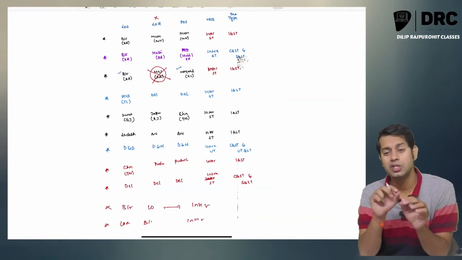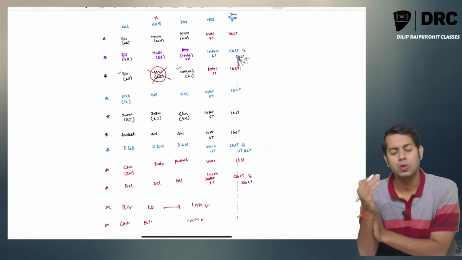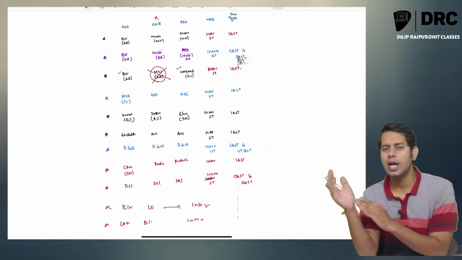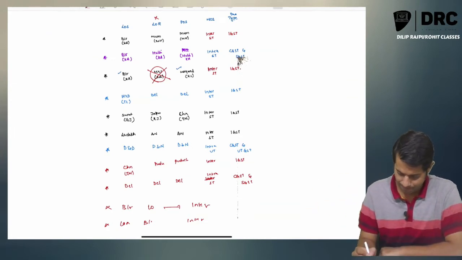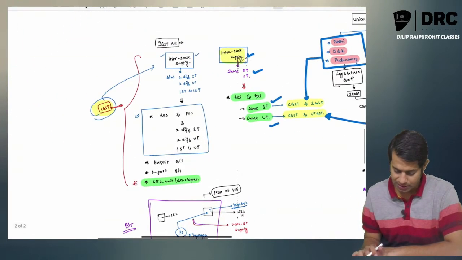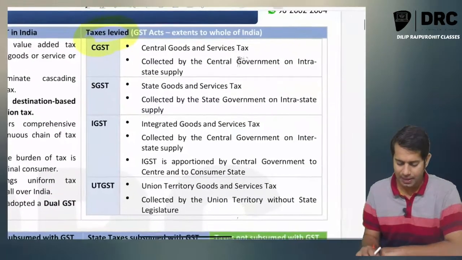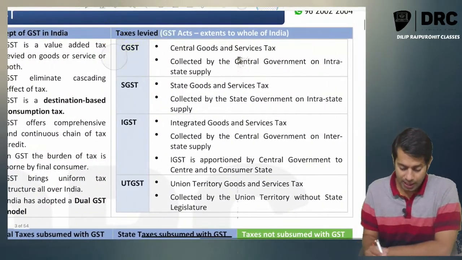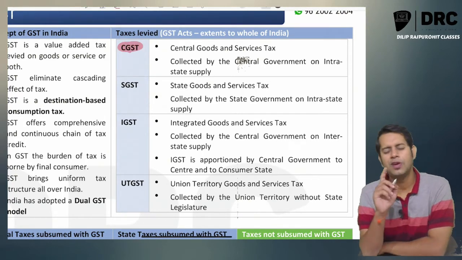You will not say that GST payable is 10,000 rupees. No, you will have to write whether it is IGST 10,000 rupees or CGST 5,000 and SGST 5,000 rupees. Accordingly, you will have to write your answer. Okay, so this completes our discussion on one of the most beautiful topics, which is CGST, SGST, IGST, that is interstate supply and intrastate supply. Now, there are different taxes which are levied under GST law. Tax type 1 is CGST.